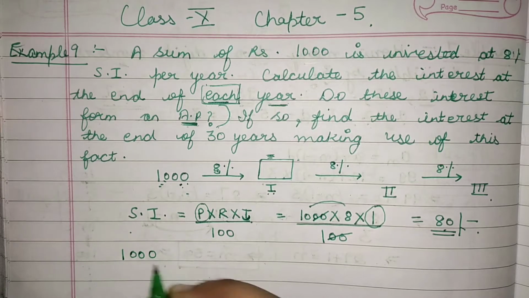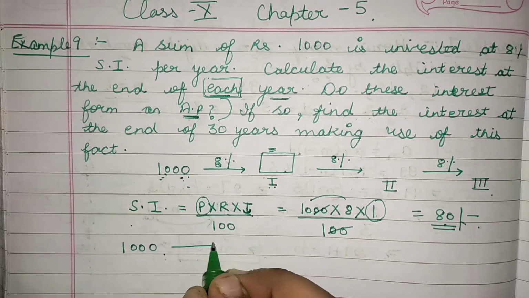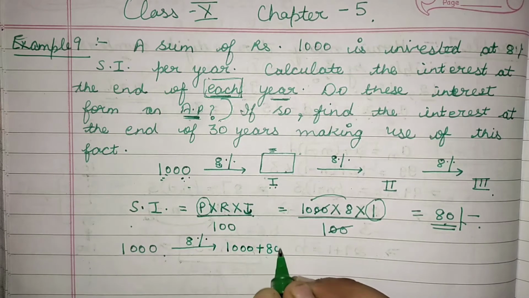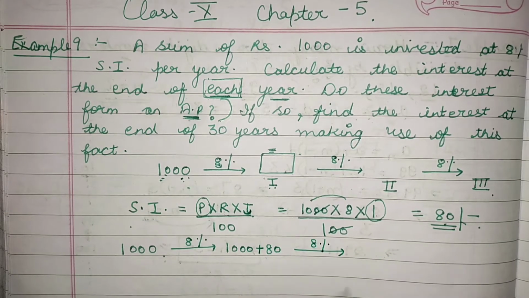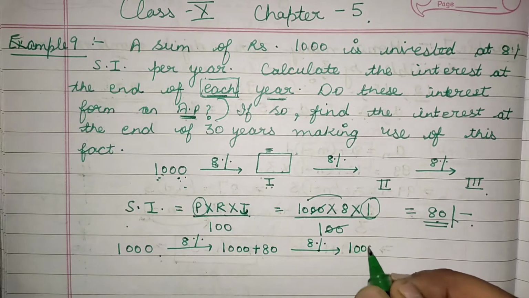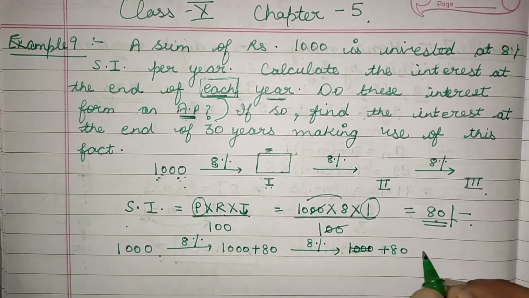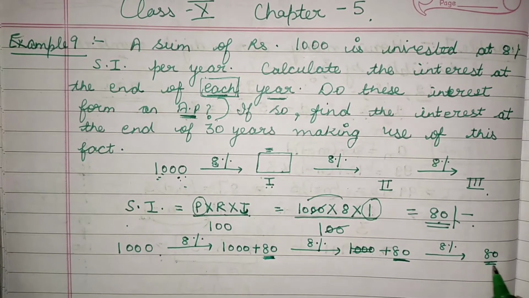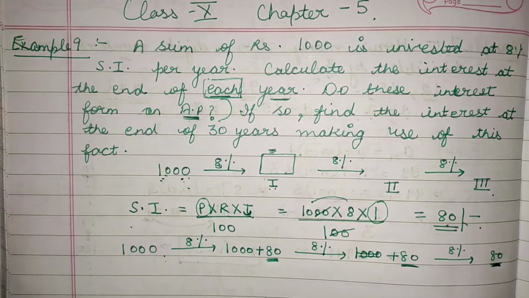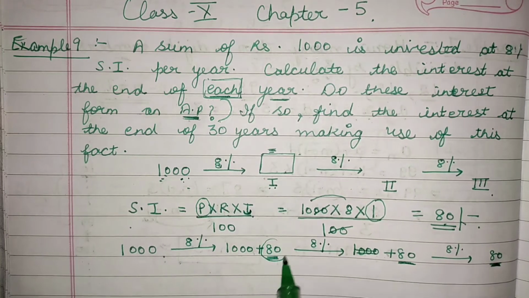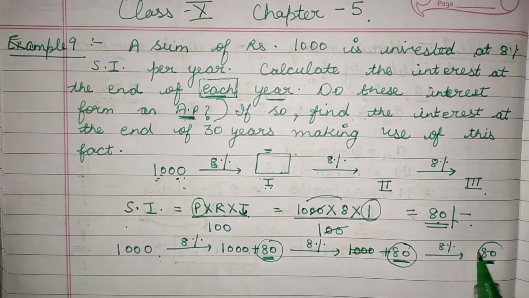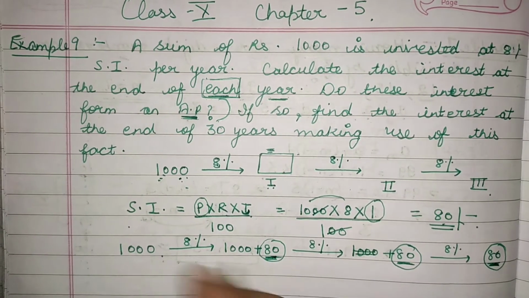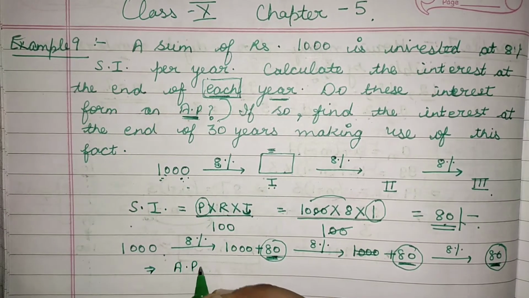So that means initially 1000 amount was invested, then after getting an interest of 8%, the amount was 1000 plus 80. Again 8% interest is there, again they will get an interest of rupees 80 and again they will get an interest of rupees 80, because this is simple interest. The simple interest remains the same after each year. Compound interest changes, but simple interest remains the same after the end of each year. So you can see very clearly that the common difference between each term is going to be the same. So that means this is an AP.